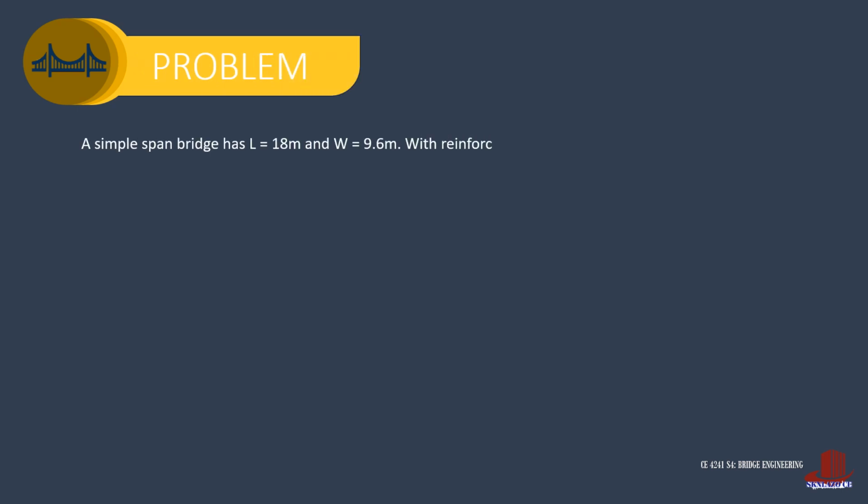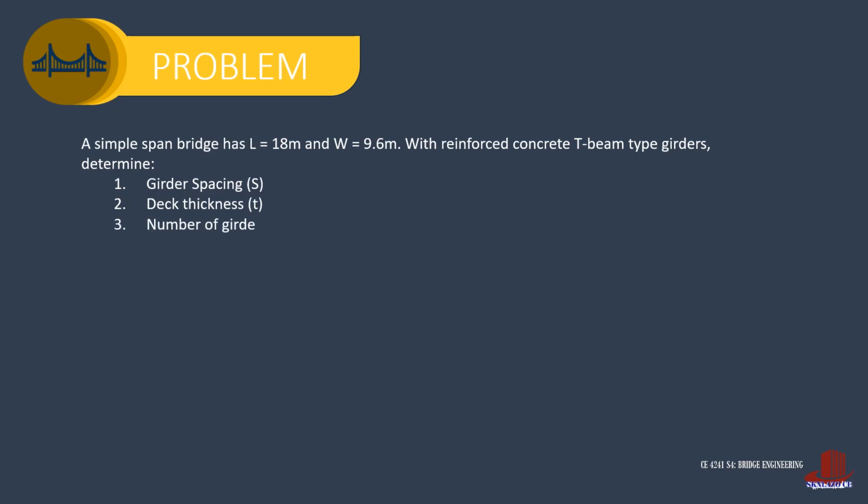The bridge for this example has a length of 18 meters and total width of 9.6. It is a simple span with reinforced concrete T-beams type girders. We are tasked to compute the girder spacing, the deck thickness, and the number of girders.